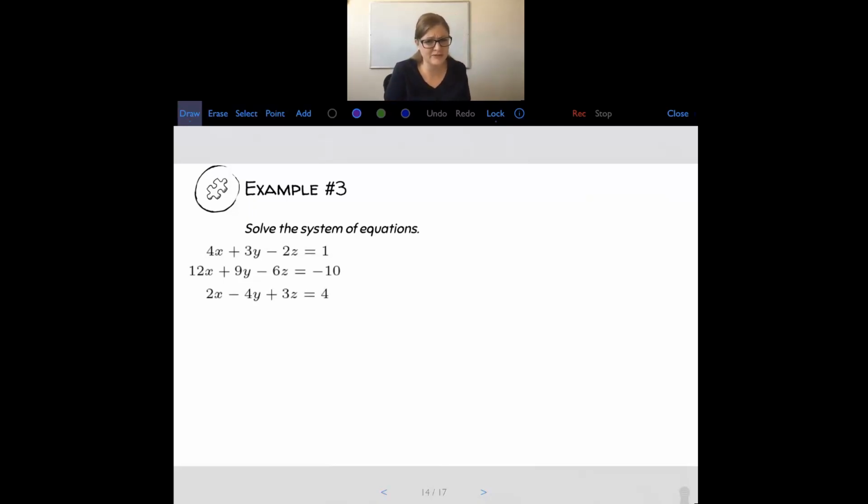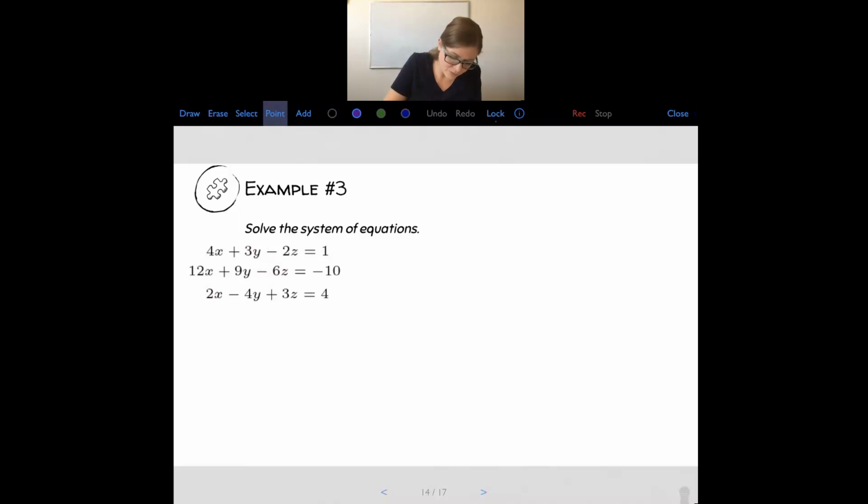Now something to take note of here is that some of these variables in each of the equations appear to be multiples of others. So for instance, 4 times 3 is 12, 3 times 3 is 9, negative 2 times 3 is negative 6. When that happens, I would start with those two equations to see what's going to happen, because if we add or subtract them together, a lot of things are going to cancel out.